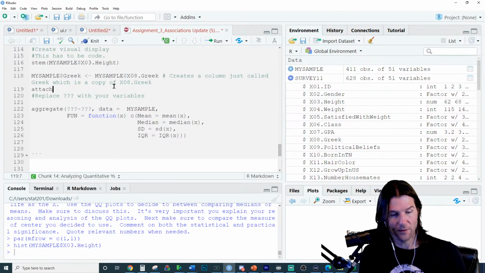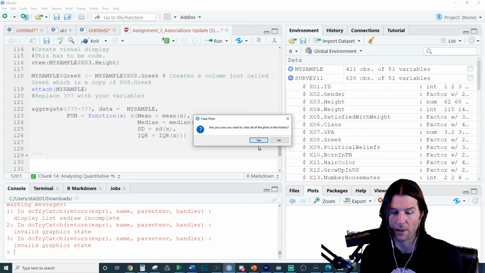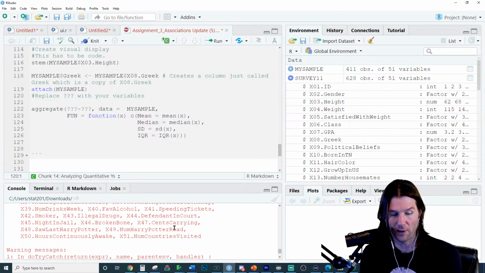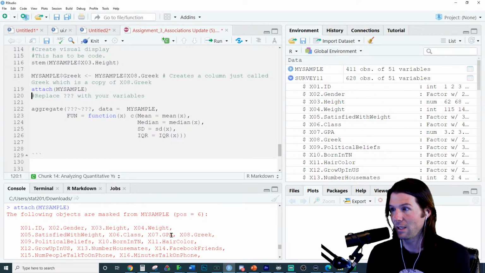If you want to make your life easier, put this in your code only one time. It will attach, don't worry, that's a graphics error. It'll attach the data frame, and I've already apparently done it. Please delete things like this if this is in your output.